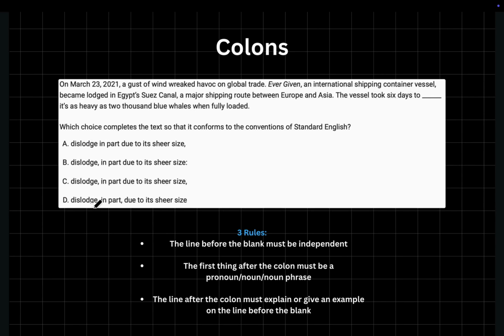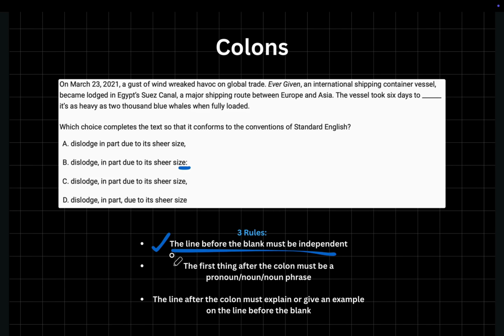This is the last and final question on colons. Pause the video and try to solve it on your own. I can see that there's a colon in the choices, so let's see if the three rules apply. Rule number one, the line before the blank must be independent. Okay, so let's read it. The vessel took 6 days to dislodge, in part due to its sheer size. Yes, that makes sense on its own, and it has a subject and a verb, so it is independent.